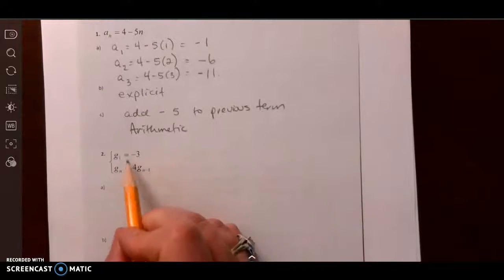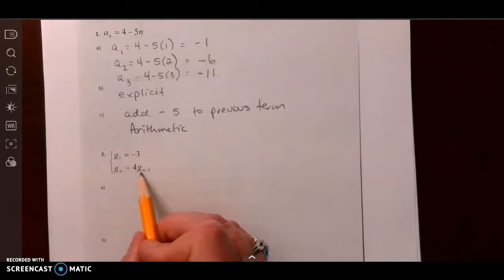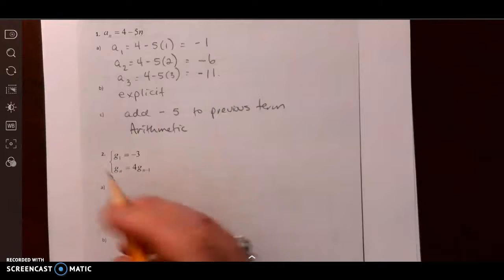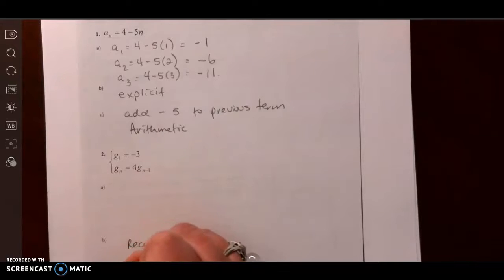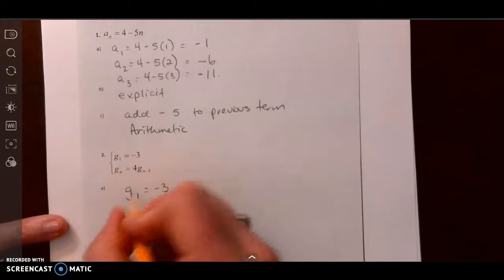Let's go to our next one. G sub 1 is negative 3. G sub n is 4 times the previous term. Right away I can tell that this is recursive. It's got two parts to the formula. My first term is negative 3.